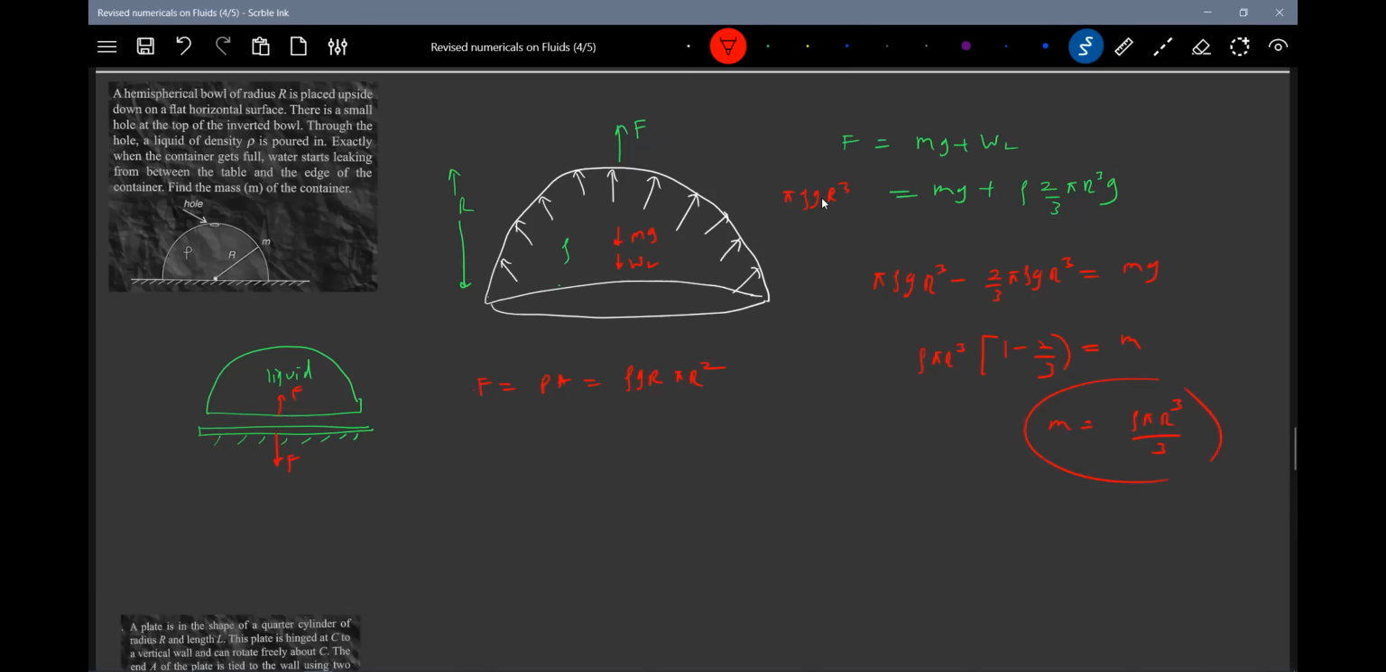Sir, can you explain how did you get F, sir? F is the force exerted by the liquid on the surface. In turn, the surface will also exert, because the water is leaking out through the gap there. So altogether, the surface will try to lift the water and the bowl. That's the question.